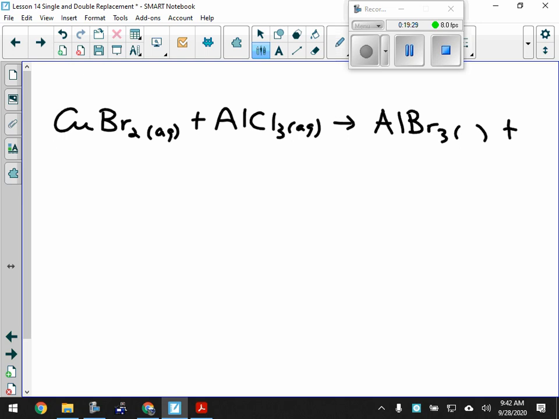And then copper 2, remember, and chloride, right? Copper 2 and chloride, 2 plus, 1 minus, swap and drop, okay? And let's not forget, we have to fill in the states, okay?